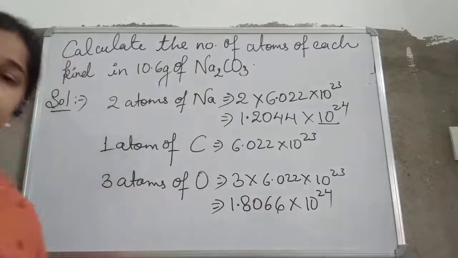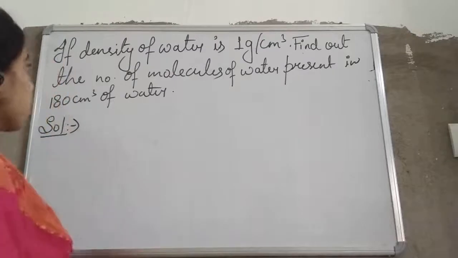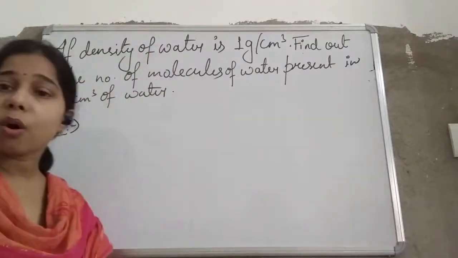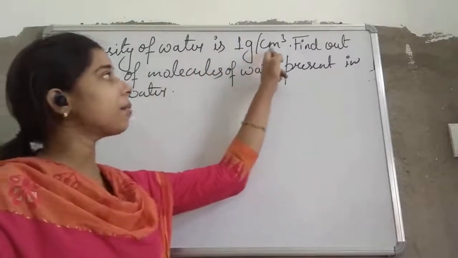Okay, students. Now you see, student, this is the next question. The question is that the density of water is given, and the density of water is 1 gram per centimeter cube.